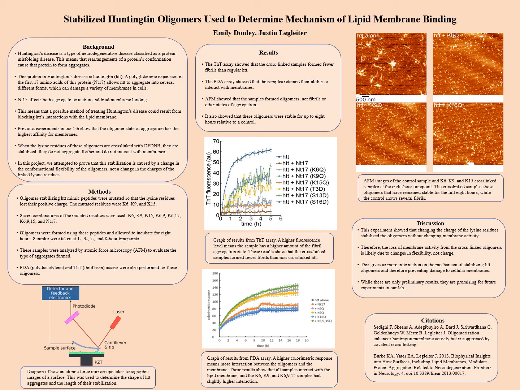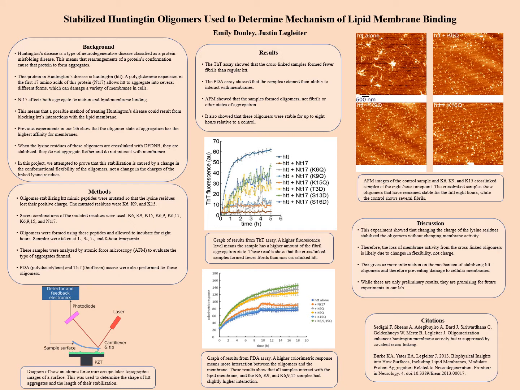The results of the PDA assay showed that the samples retained their ability to interact with the membrane. A higher colorimetric response in this assay means more interaction with the membrane, and as you can see, all of the samples had at least some interaction with the membrane. The K6, K9, and K6, 9, and 15 samples had slightly higher interaction.